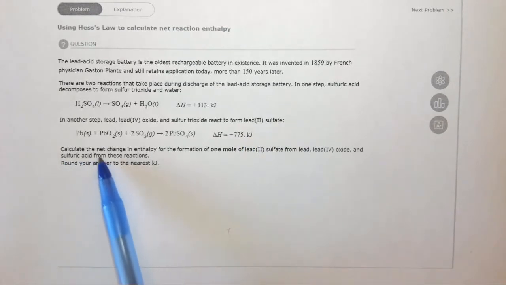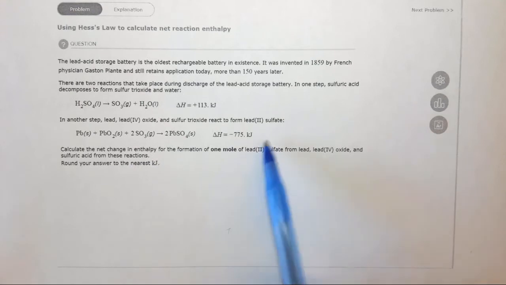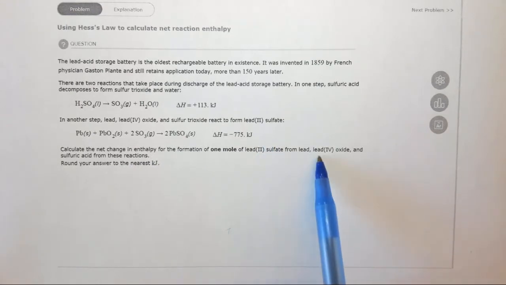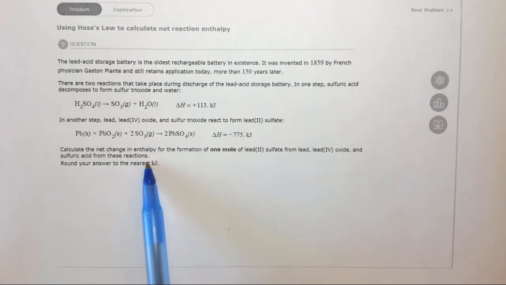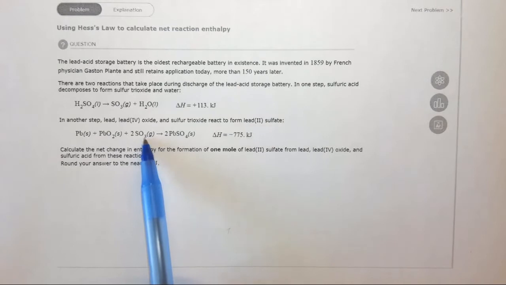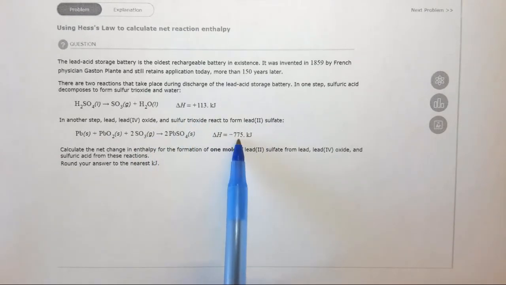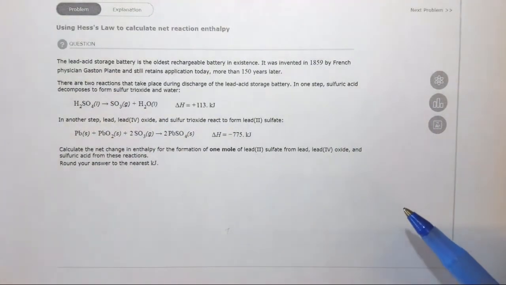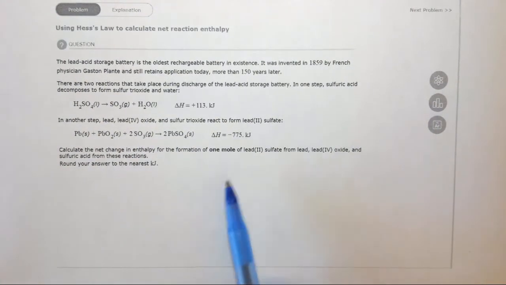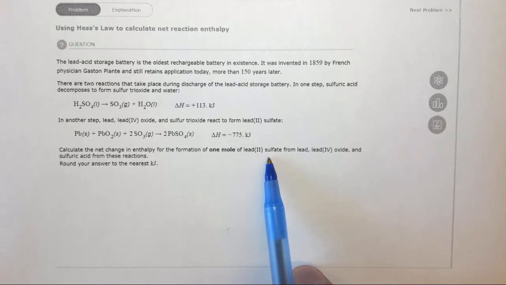So what it wants to know is to calculate the net enthalpy change for the formation of 1 mole of lead 2 sulfate from lead 4 oxide and sulfuric acid from these reactions. And this is a Hess's law problem. Basically, we're given two reactions, and we're given the enthalpy of the reactions. And then we want to know something about the enthalpy of an overall reaction for the formation of these compounds and how much energy will be released if we form 1 mole of these compounds. In this case, specifically, 1 mole of lead 2 sulfate.